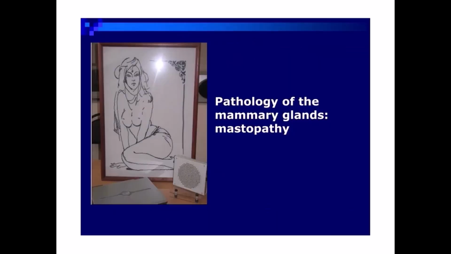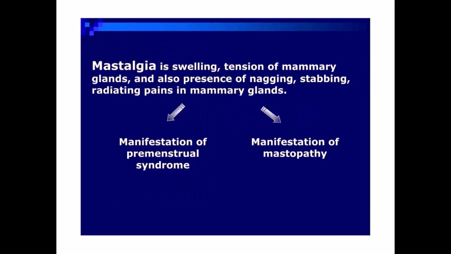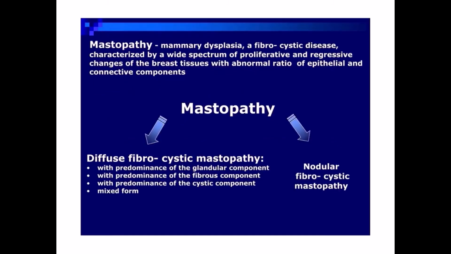Pathology of the mammary glands, mastopathy. Mastalgia is swelling, tension of mammary glands, and also presence of nagging, stabbing, radiating pains in mammary glands. Manifestation of premenstrual syndrome. Manifestation of mastopathy. Mastopathy, mammary dysplasia, a fibrocystic disease, characterized by a wide spectrum of proliferative and regressive changes of the breast tissues, with abnormal ratio of epithelial and connective components.